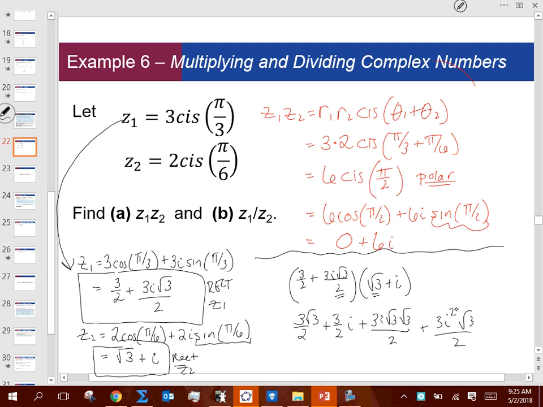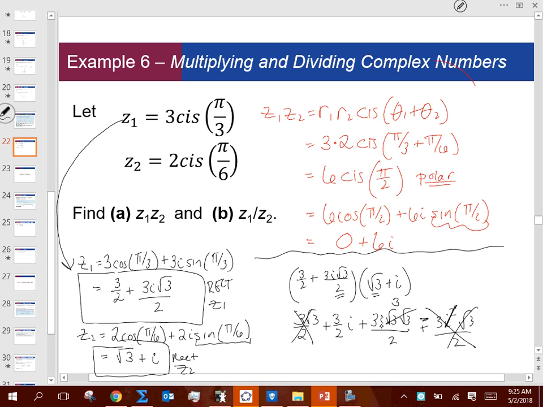Okay? What's this i squared turn into? -1, so there's a negative. So now, do you see that this 3 radical 3 over 2 and this negative 3 radical 3 over 2, they're going to wipe each other out, right? Okay? What is radical 3 times radical 3 going to give me? It's going to give me 3.